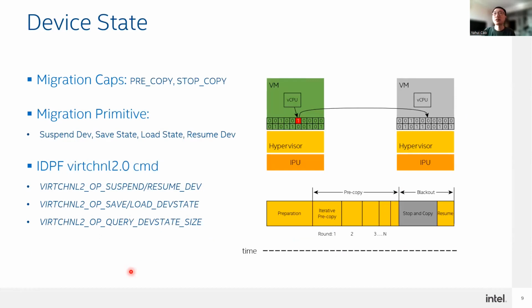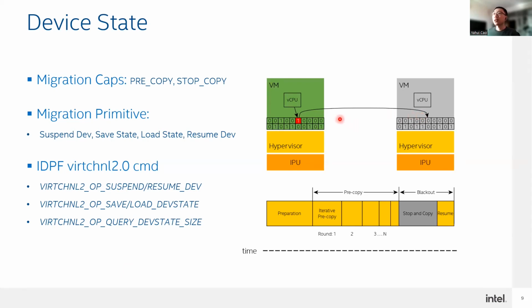Okay, let's see the first two migration capabilities, which are pre-copy and stop copy. This is about the device states part. Before this, let's see some pre-copy background on migration. When we migrate a VM from the left to the right, we just copy everything from the left to the right, and then on the right we just restore everything. That is a very simple and straightforward idea.